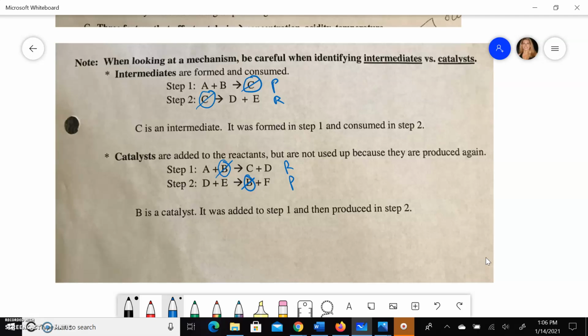So the catalyst is not going to be written in the final reaction. And that's it for chapter 12.